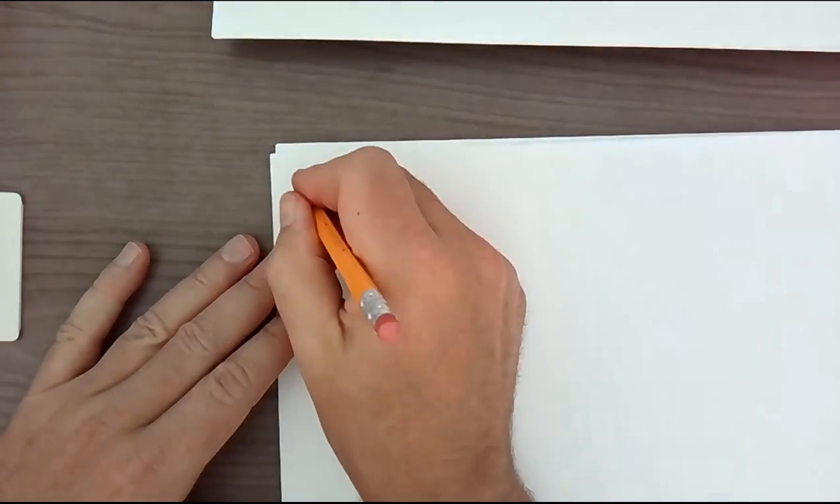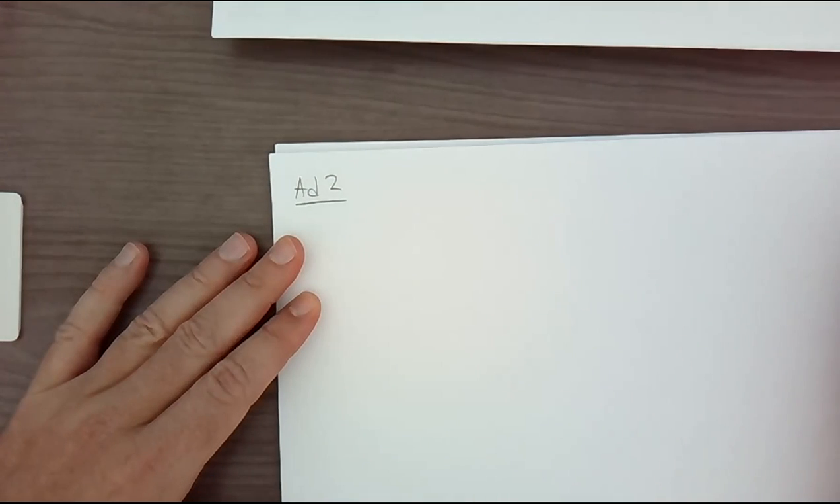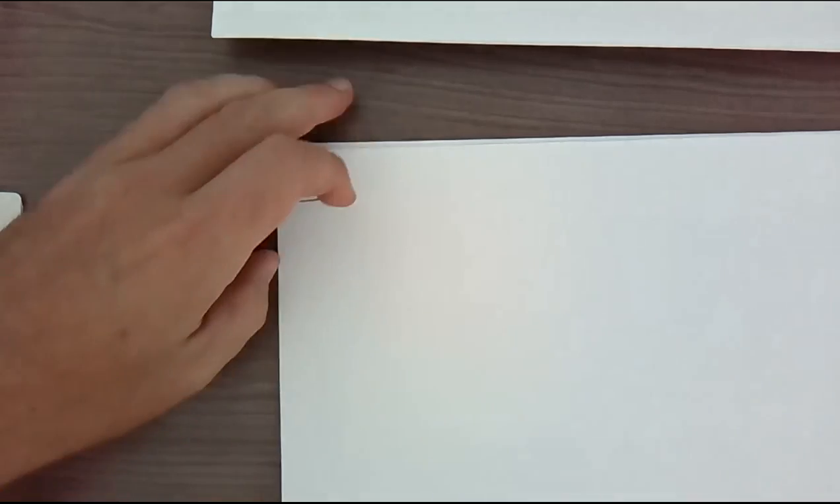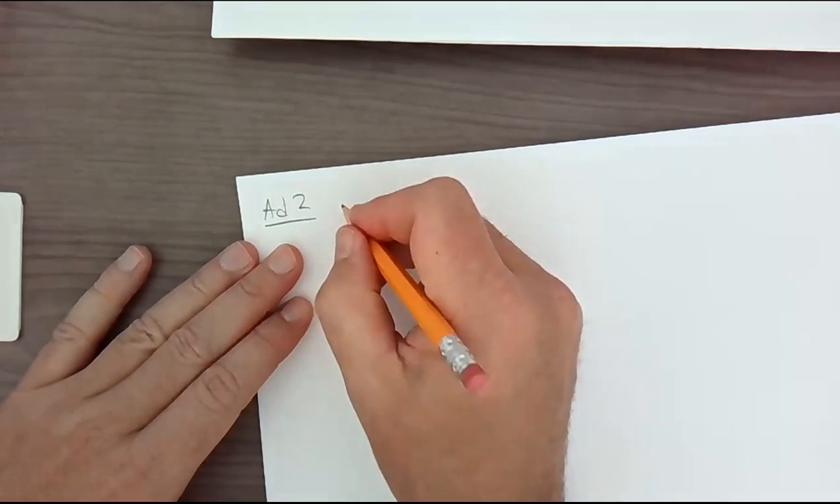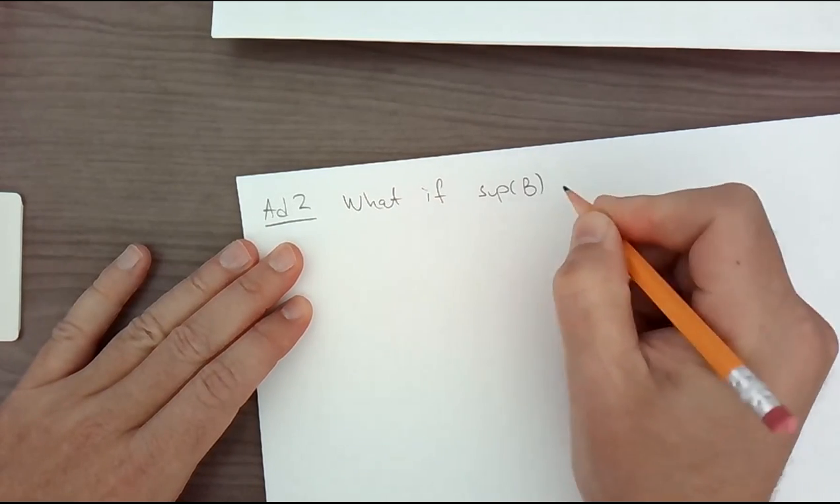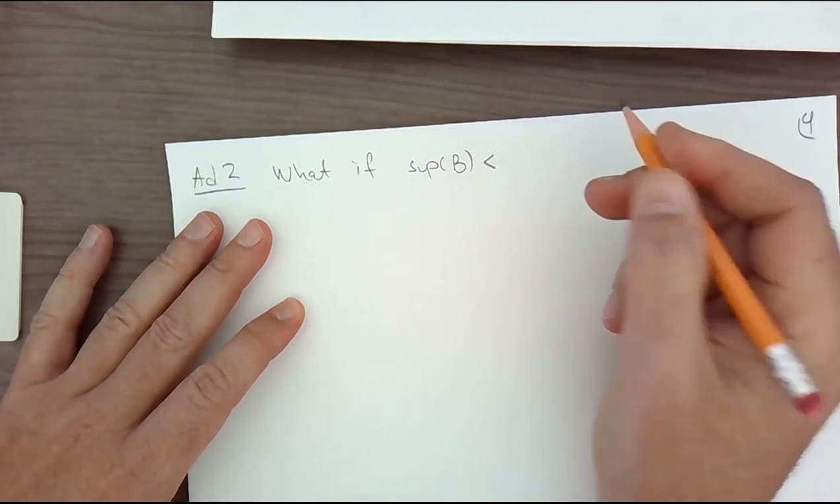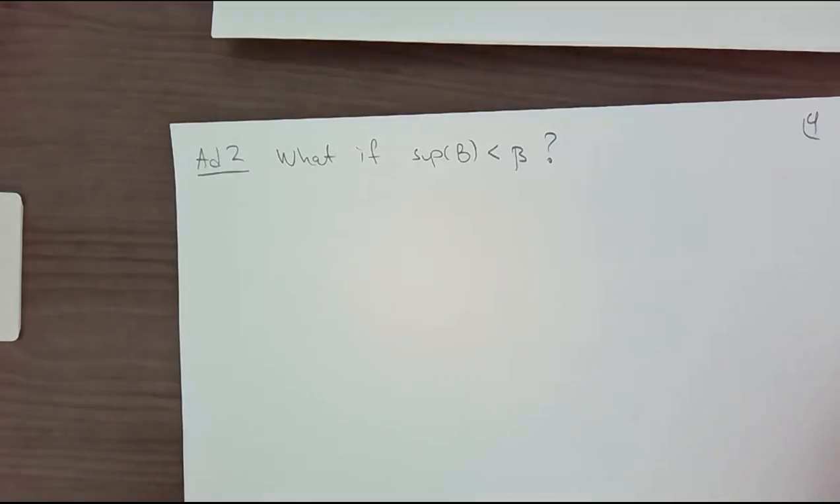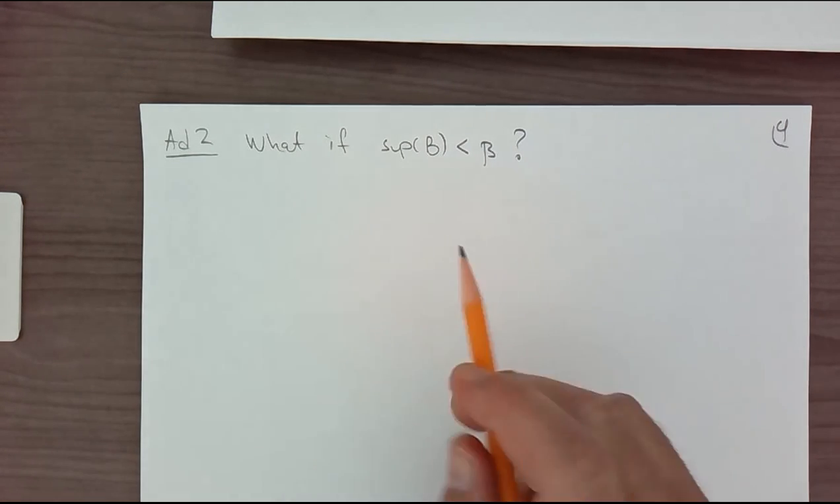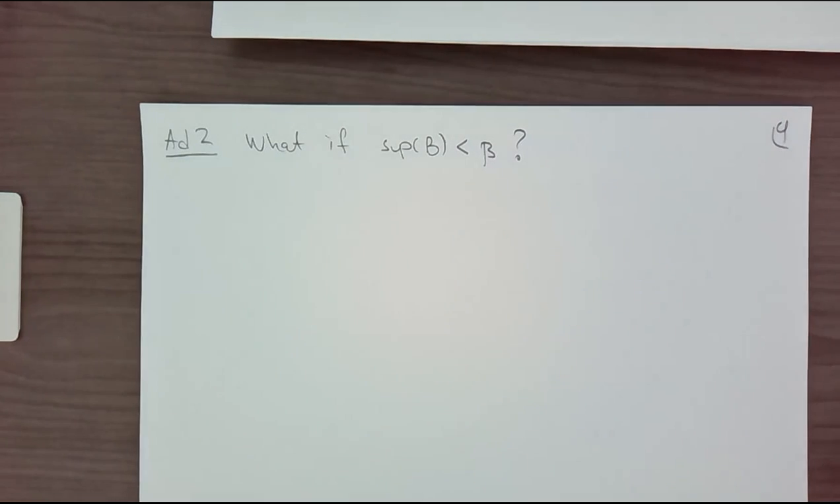Well, there are many ways to argue, but we could say, what if the supremum would be less than beta? Right. If we had something like that, could we create a contradiction? What if this happens? We know that the upper bound is beta, but what happens if we are strictly below it?